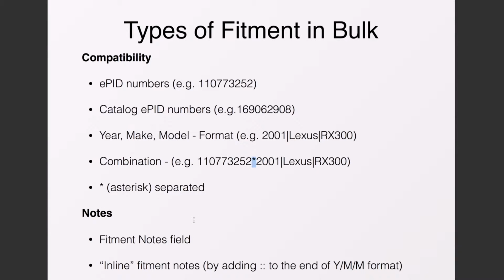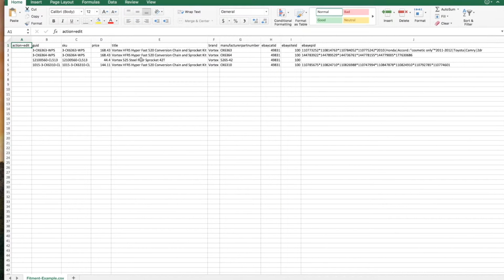And lastly, I'll also talk a little bit about how you do Fitment notes in bulk. We have the original inline format, which you can put at the end of something like this, and I'll show you an example. Or you can use the eBay Fitment notes field we talked about in the previous video. An important thing to know though is you should only ever use one or the other. Mixing the two together can cause some funky errors. So let's quickly show you some examples.